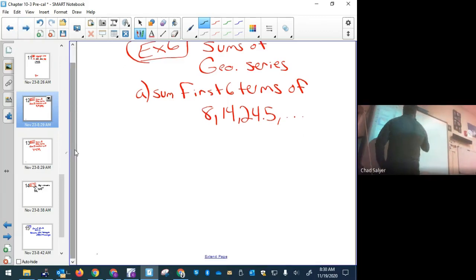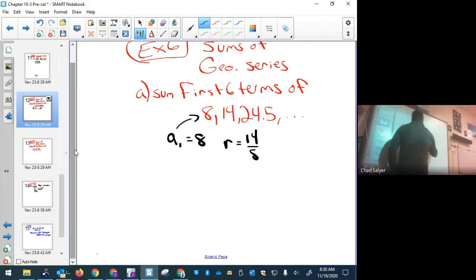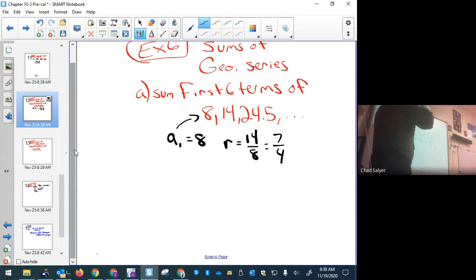So a sub 1 equals 8. R equals 14 divided by 8, which is 7 over 4. So I now have a sub 1, R, and n. I need those 3 things. N is 6 in this case because we're told to sum the first 6 terms. It tells me that n equals 6. So plugging that into our formula.